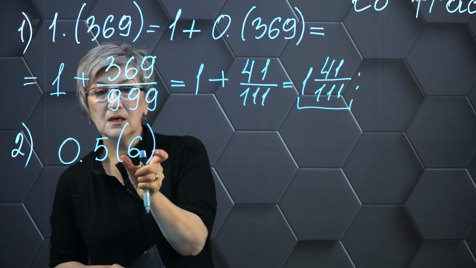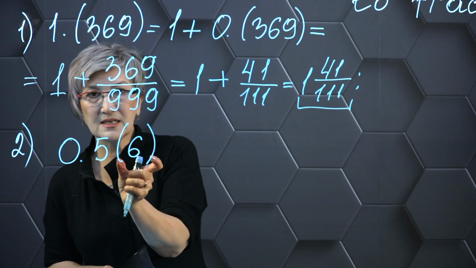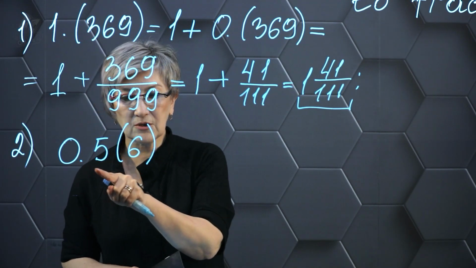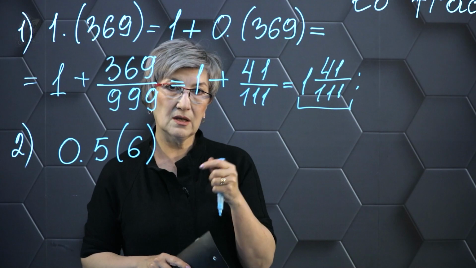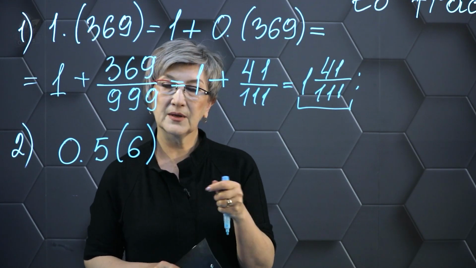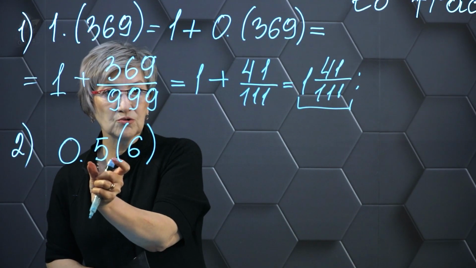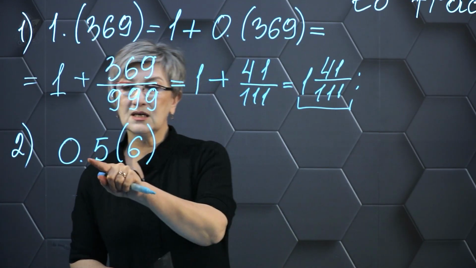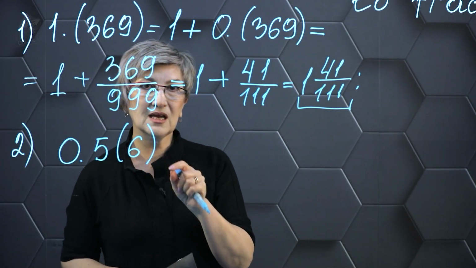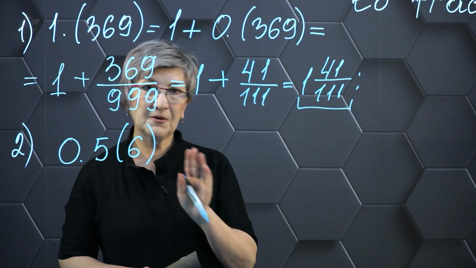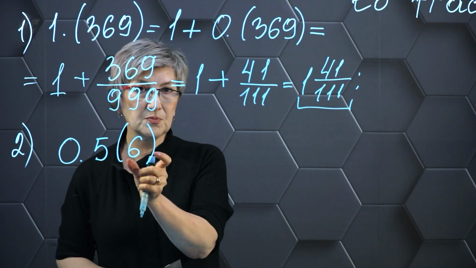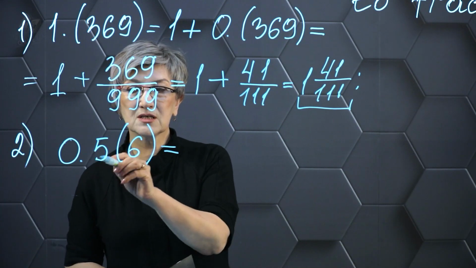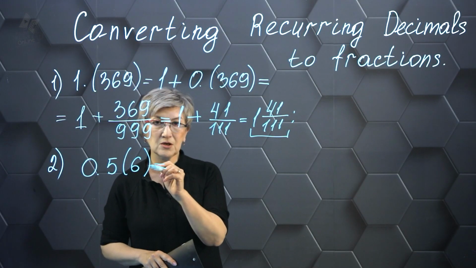As we can see, the period doesn't repeat immediately after the decimal point. Therefore, we must move this decimal point. To do this, we can multiply by 10. If you have 2 digits after the decimal point, then you multiply by 100 and divide by 100. If you have 3 digits after the decimal point that don't repeat and you have a period after it, then you multiply by 1000 and so on. Let's go back to our example: 0 whole, 5 tenths and 6 hundredths in the period.